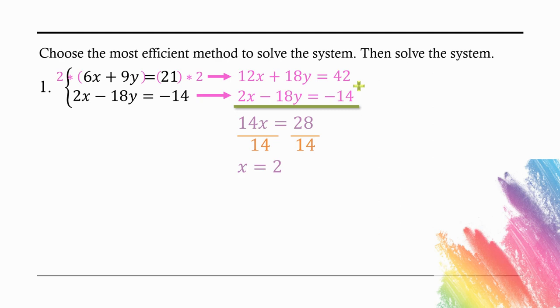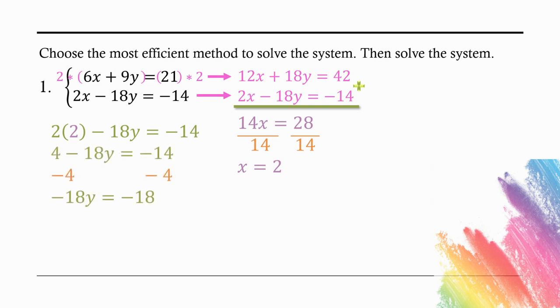And to find the y value, I would substitute 2 back into the bottom equation. I could use any equation, I just decided to go with that bottom equation. 2 times 2 becomes 4. Subtracting 4 from both sides leaves us with negative 18y equals negative 18. I would divide both sides by negative 18, and we get y equals 1.